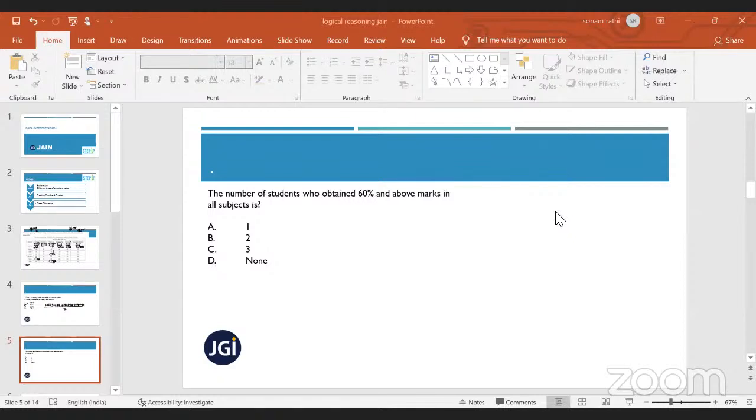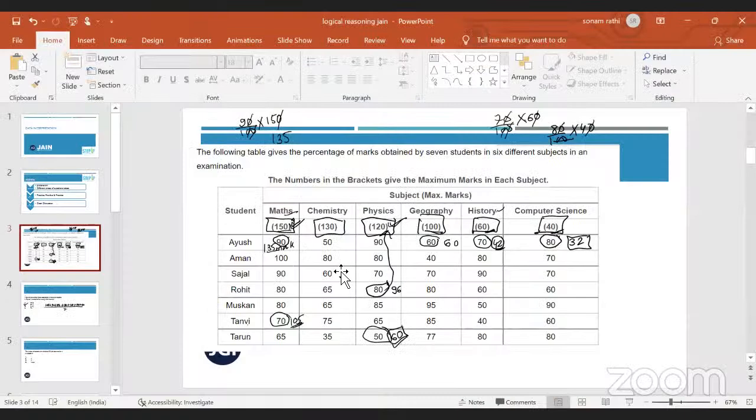The number of students who obtained 60% and above marks in all subjects. So we want 60 and above. Okay, let's go back to the table. Ayush is getting 50 here, so not Ayush. Aman is getting 100%, 80%, 80%, 40%. Not this. Aman is not getting 60% and above.